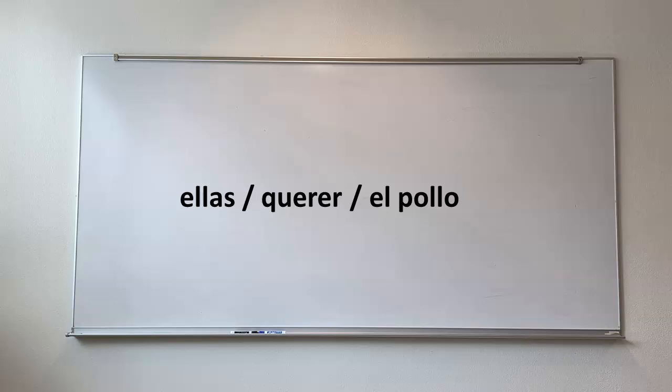Okay, next one. They want the chicken. How would you say they want the chicken? Notice the they is all females. Ellas. They want the chicken. The answer is: ellas quieren el pollo. Notice the stem change is here. Quieren. Stress is on the que. Ellas quieren el pollo. They want the chicken.